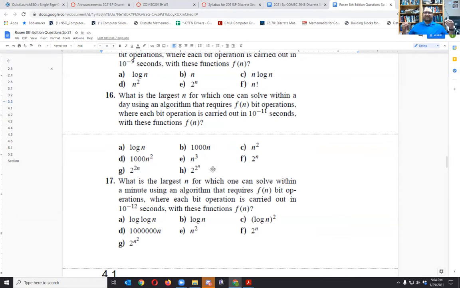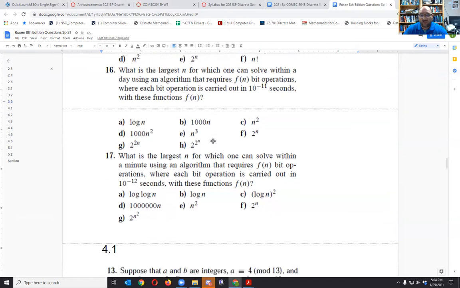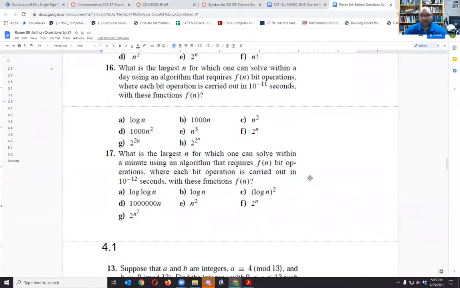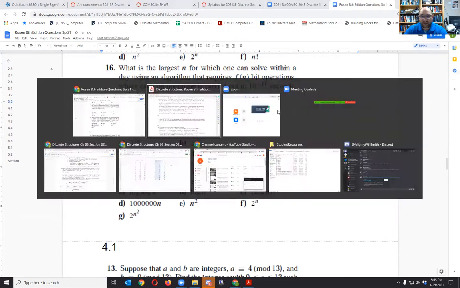So the concept is, this one, I'm not looking for any exact number. You could draw a graph, you can work through it on your own, but this is one hopefully where you don't waste too much time unless you get excited about this. Okay, and then finally 3.3, part 17, what's the largest n for which one can solve in a minute, algorithm f of n. Again, this is going to be a very similar type conversation.